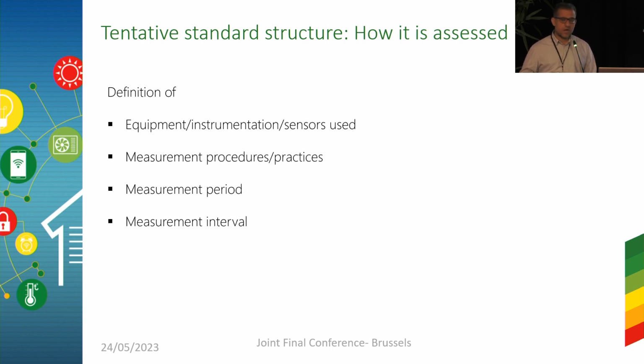With regard to how this is assessed, we discuss the equipment and the instrumentation that needs to be used for conducting this exercise, as well as the procedures and the practices that we need to follow in order to develop and deliver the required information for performing the operational assessment. We also discuss the measurement period, that is the frequency, how often we should deliver the results of the operational rating, as well as the measurement interval, that is what is the interval of consecutive measurements in order to assess the operational rating of buildings.